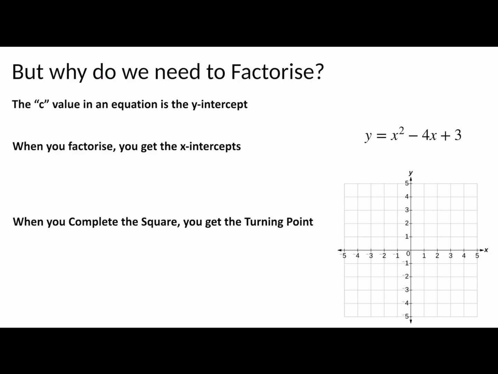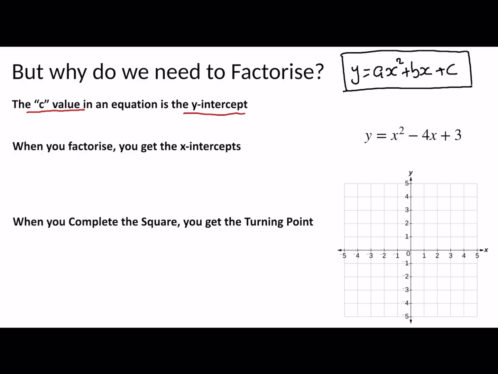Now, we've been focusing on quadratics, so let's write our general form of a quadratic equation. It's y equals ax squared plus bx plus c. The first thing that we get out of it, without doing any factorising, is the c value on the end. Just like in linear, the c value is the y-intercept. I've given you an equation, y equals x squared minus 4x plus 3. Straight away, you can see the c value is 3. So we can go to a graph, and on the y-axis, we put a dot at 3. Done.